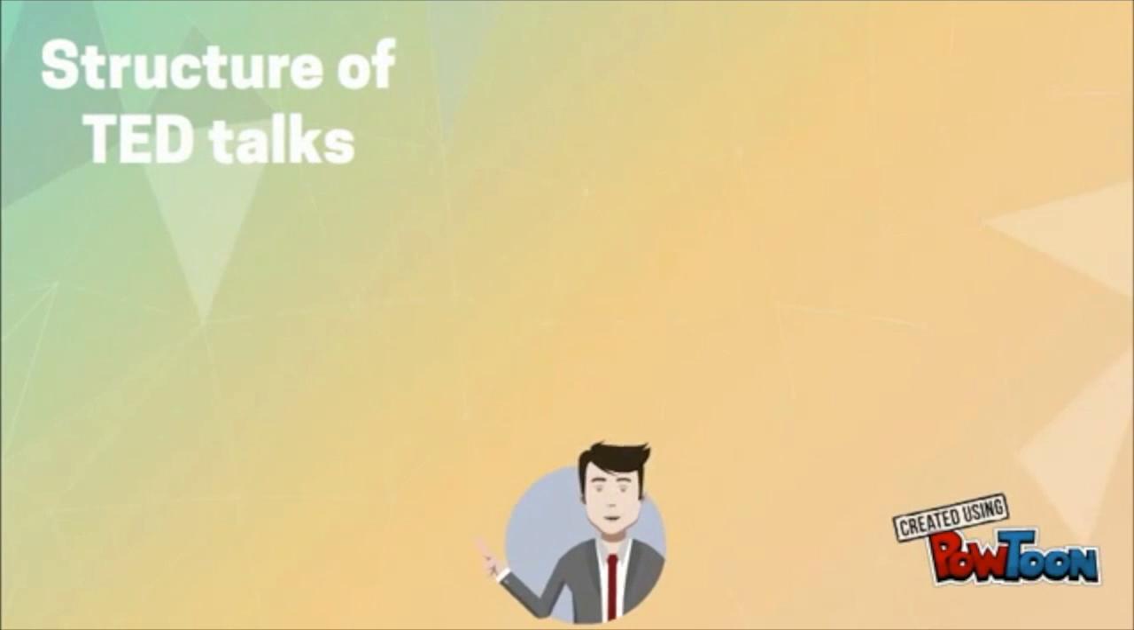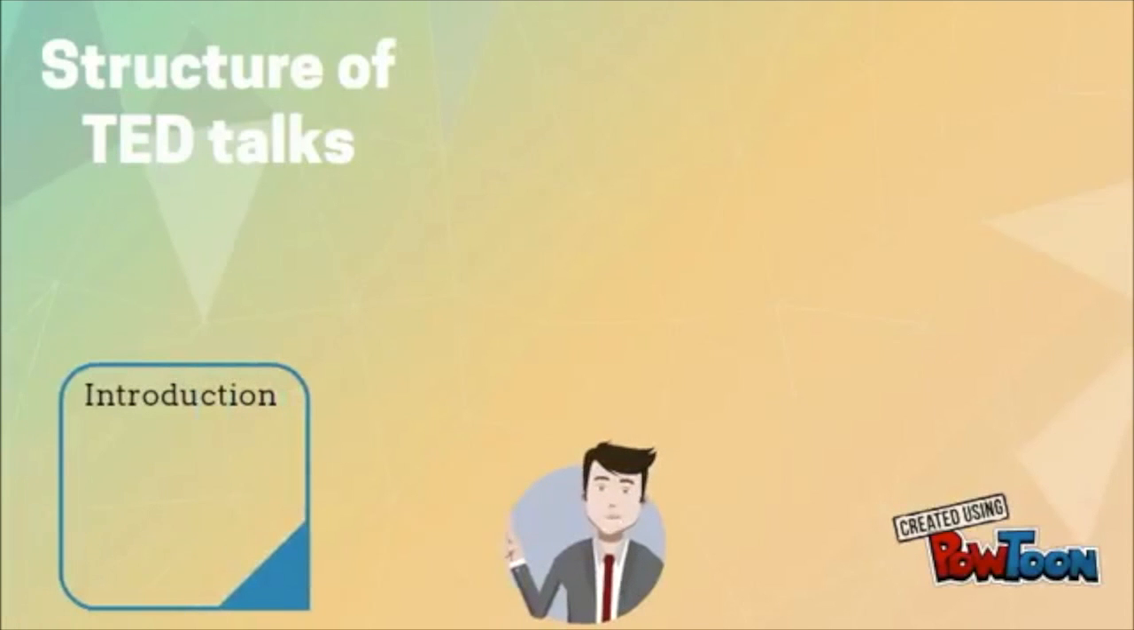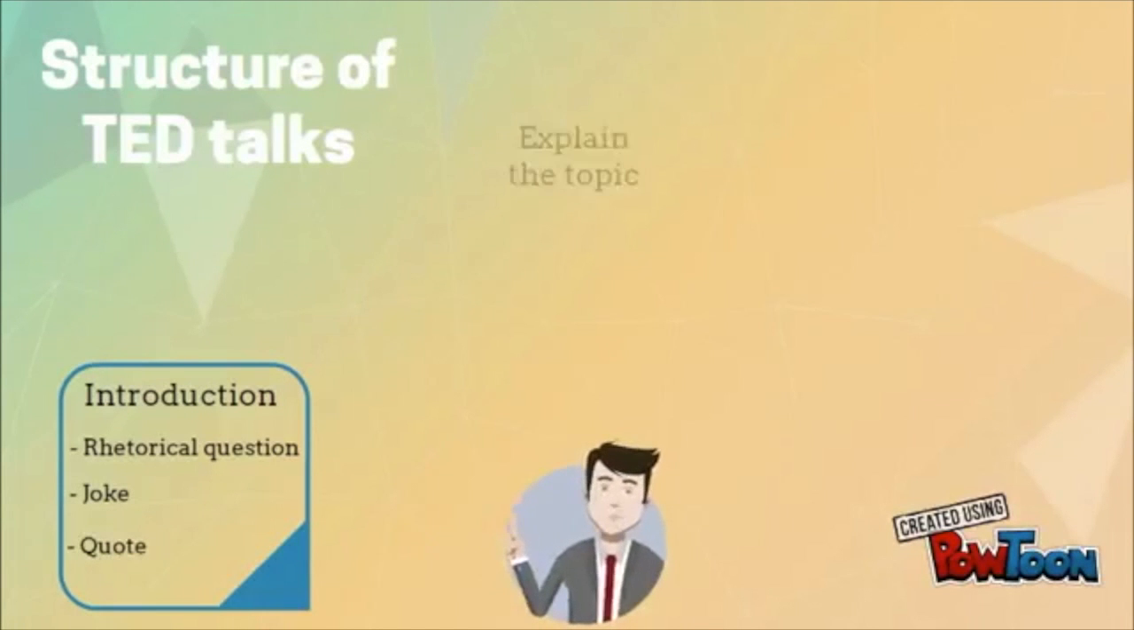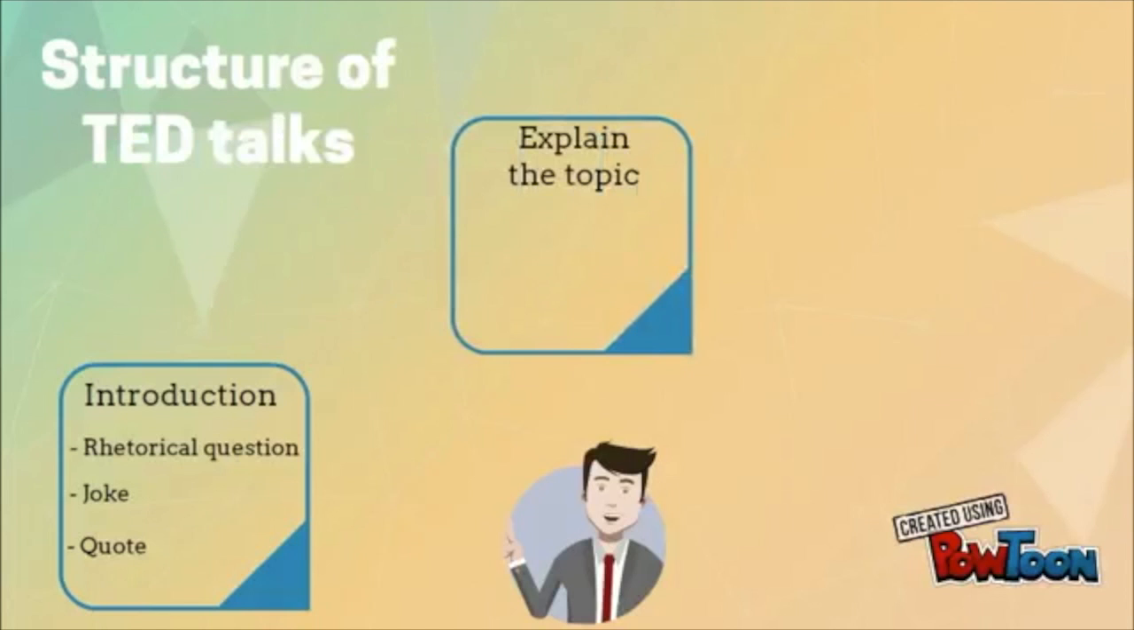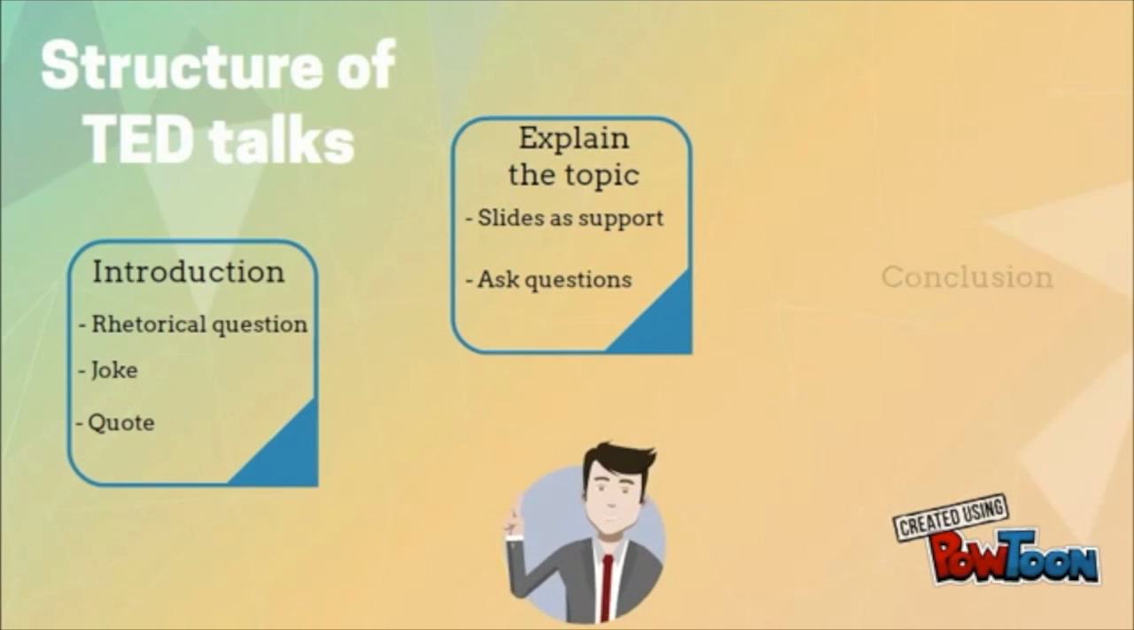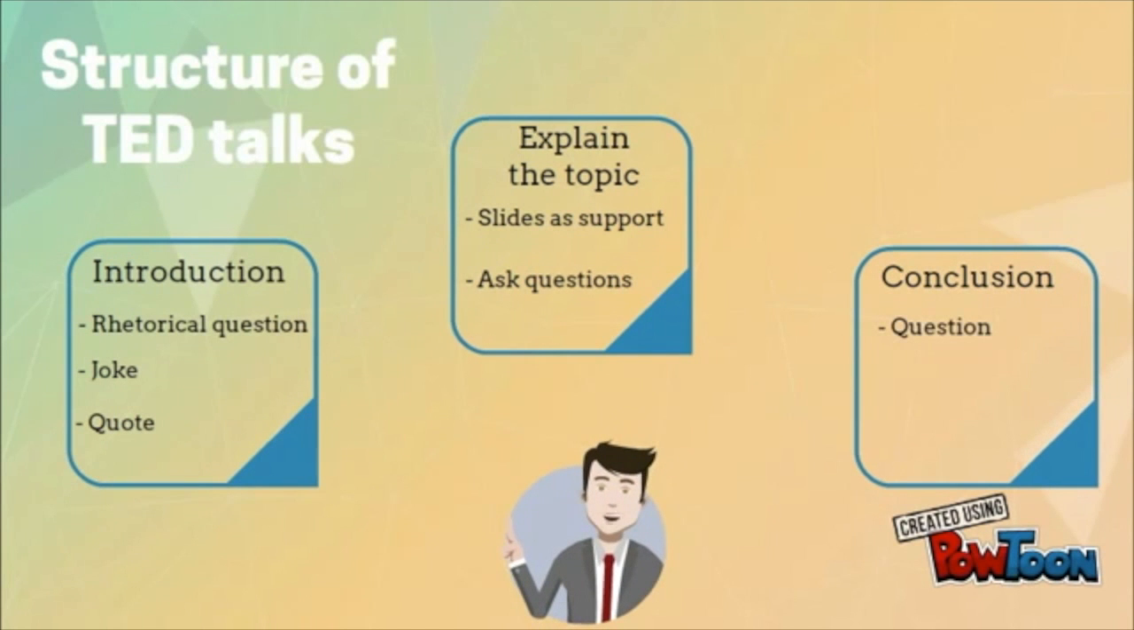The structure of TED Talks is similar to the one of a presentation, in the sense that they have an introduction in which the speaker usually starts with a rhetorical question, a joke, a quote, etc. Then he moves on to explaining his topic, where he makes use of slides to support what he's saying. He may even ask the audience questions. And finally, there's a conclusion which can end with a question that makes the audience think or reflect about the topic of the talk. It may end with an invitation or with a final reflection.